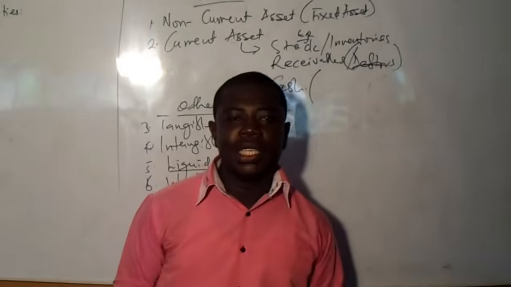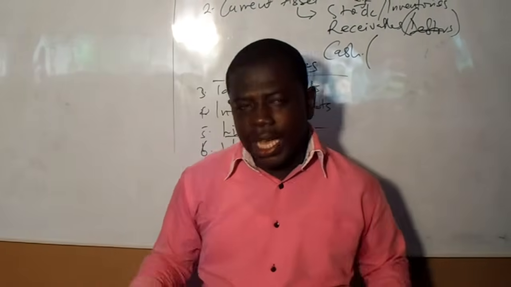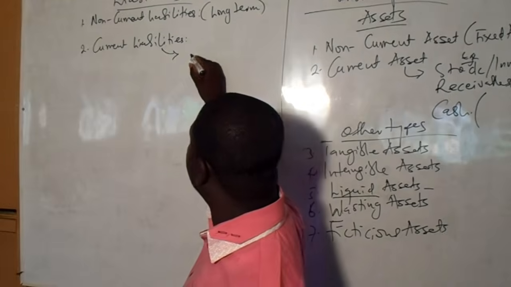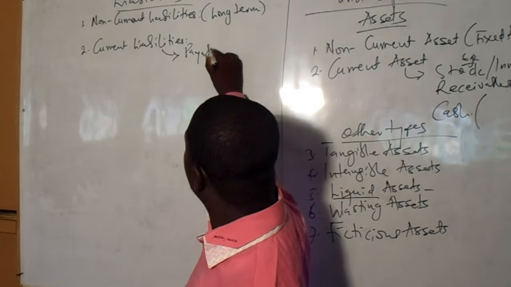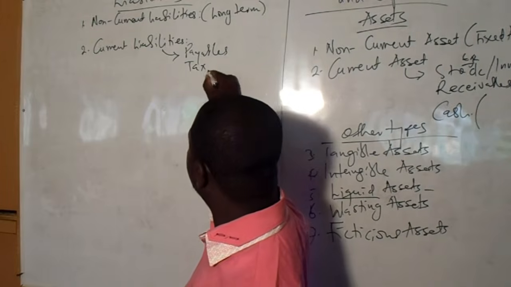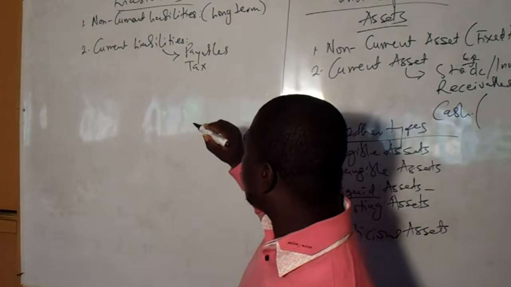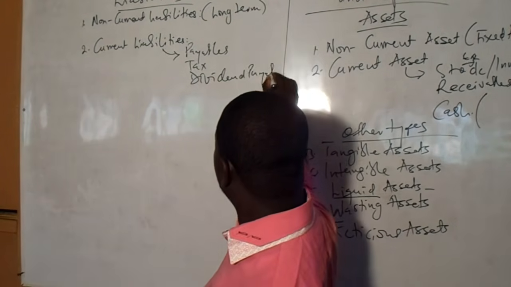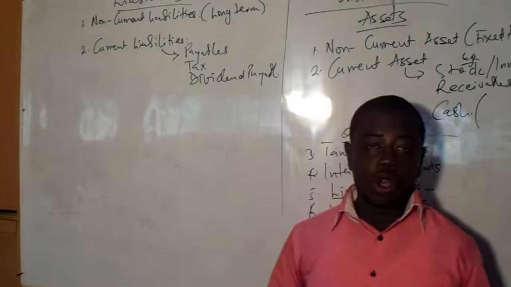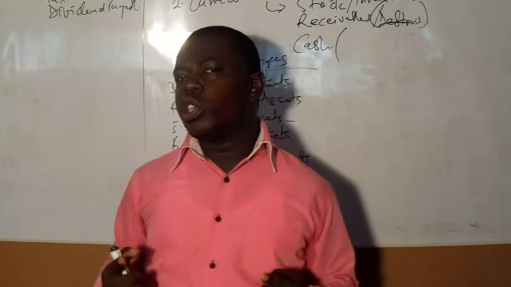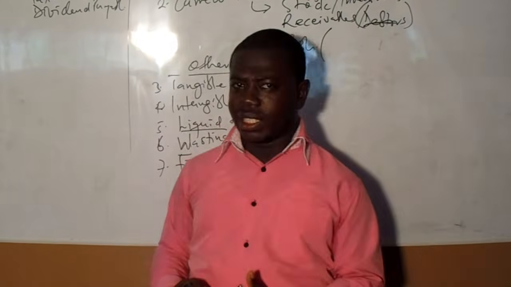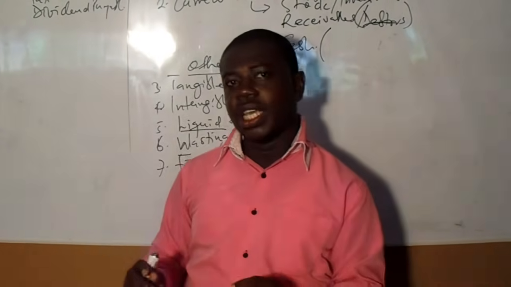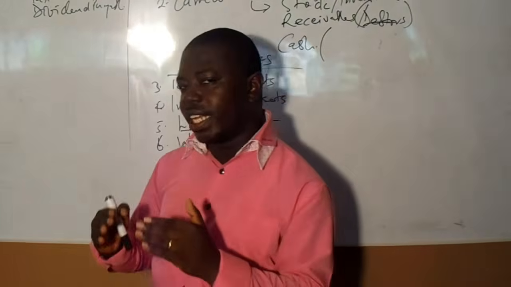Now, current liabilities are liabilities that a business typically has to settle within a year. Examples of current liabilities include your payables, your tax liabilities to the tax authorities, and dividend payable in the case of a company. There are a whole lot of current liabilities, but when you want to classify a liability as current or non-current, in your accounting practice or studies, it is about the period of time they have to pay.